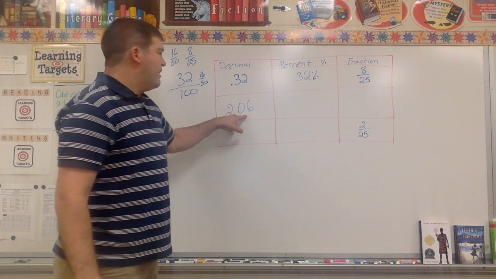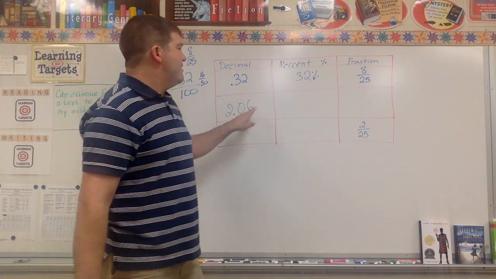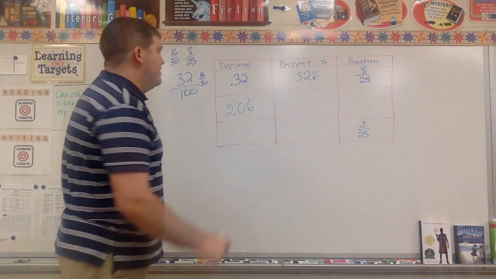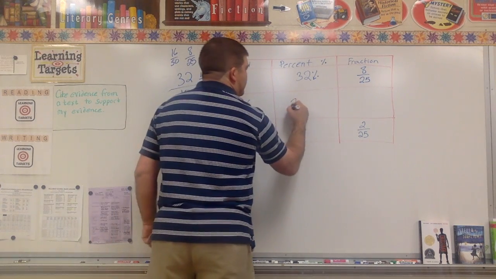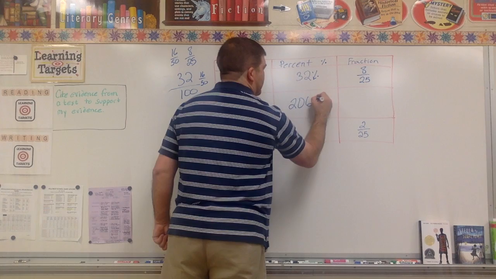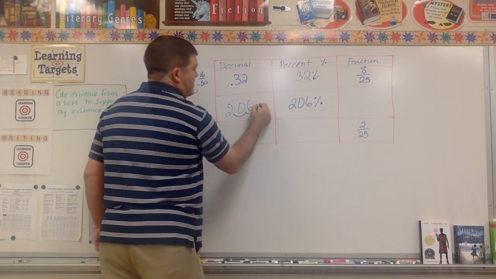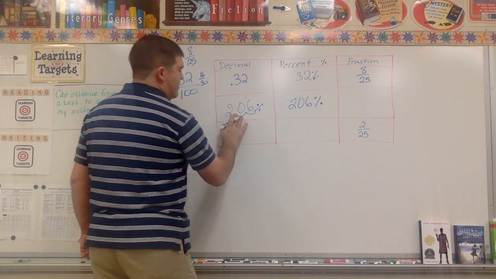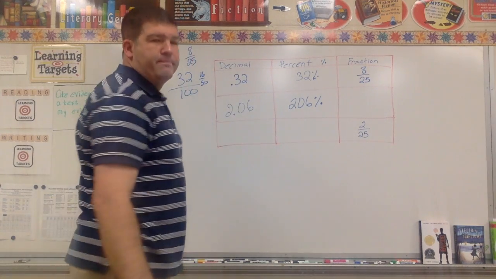Now, if I have 2.06, I have my decimal, I can easily get the percent and the fraction. To get this thing, I have to go 1, 2, and then put it there. So it's going to be 206%. Because I go 1, 2, and then I put my decimal there. Okay? But this one we got to keep as a decimal because it's in the decimal column.